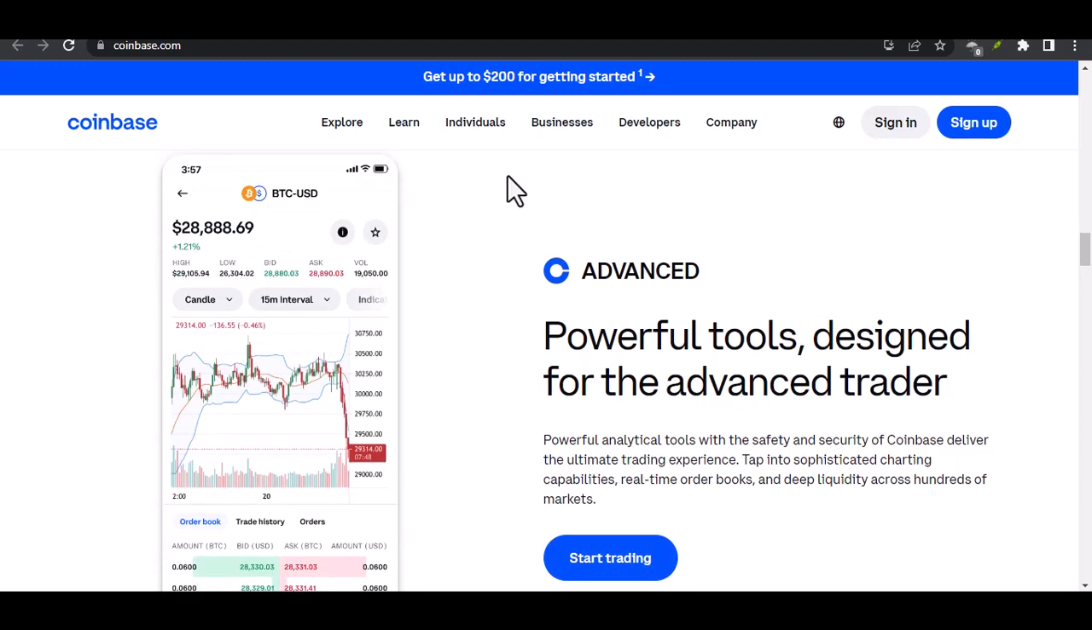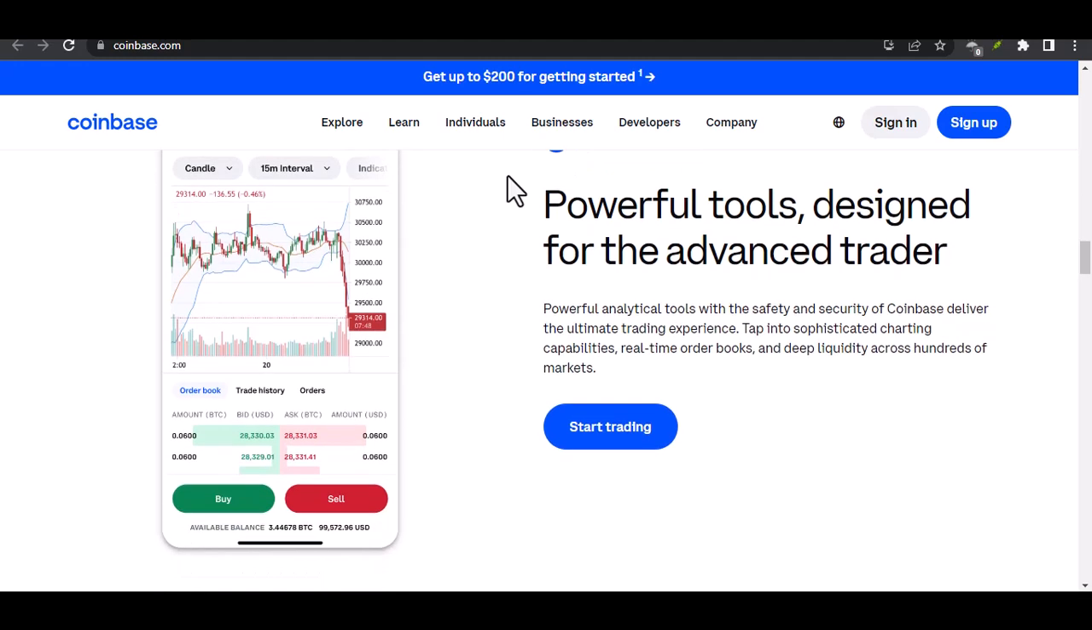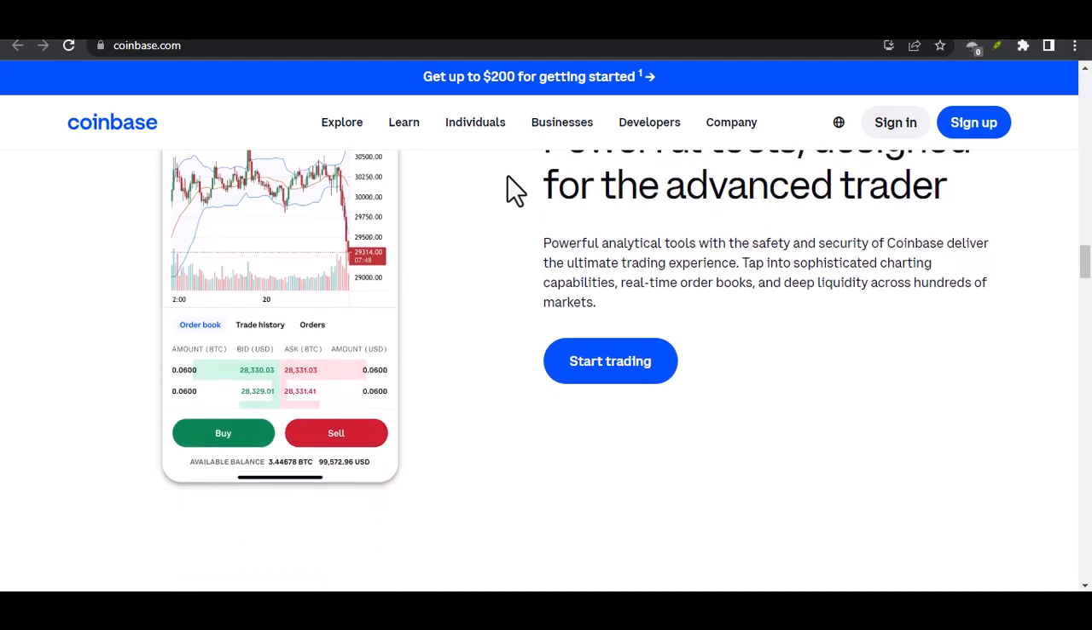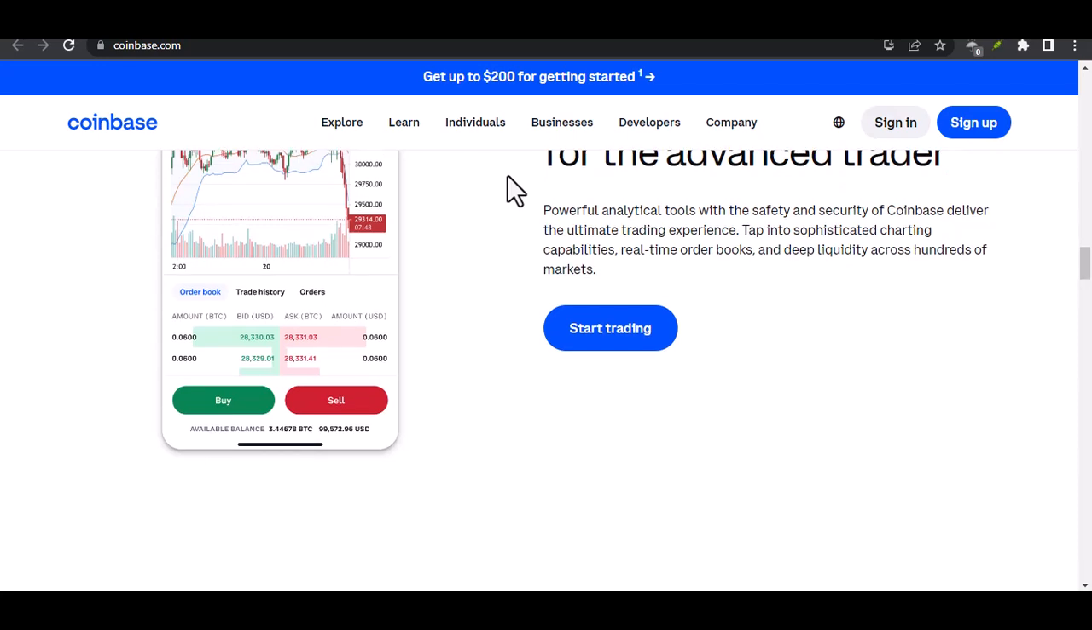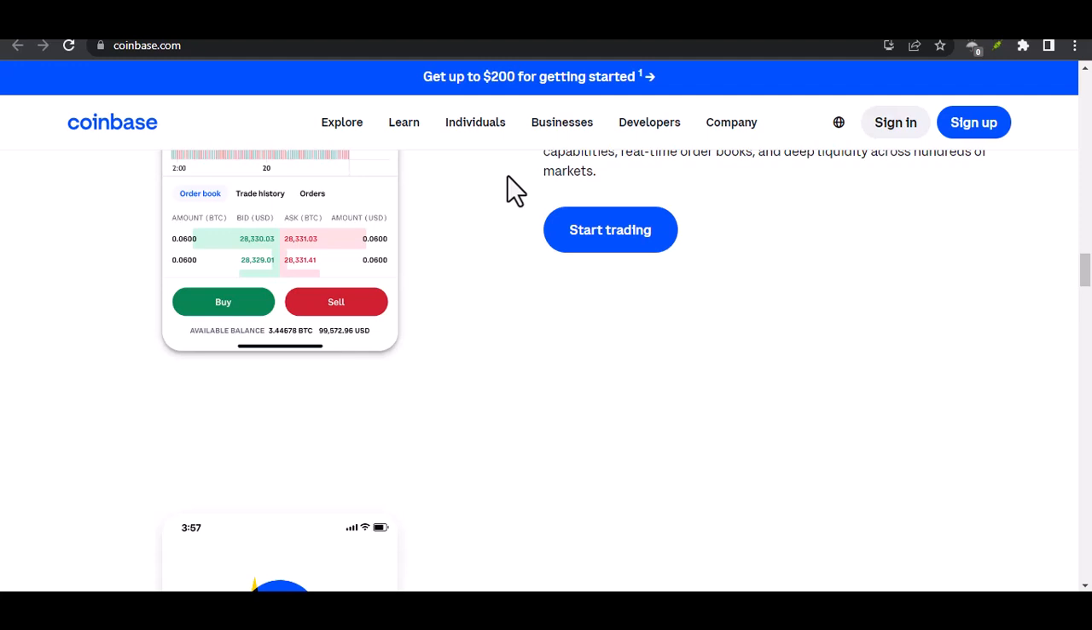Transfer the converted cryptocurrency back to your Coinbase account. Keep in mind, this process involves multiple transactions, and each might come with its own fees. So, do some research and factor in the costs before making the switch.